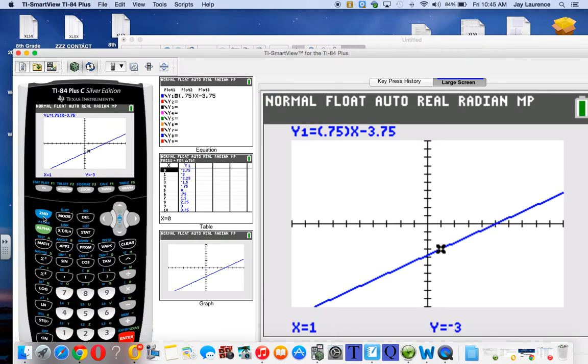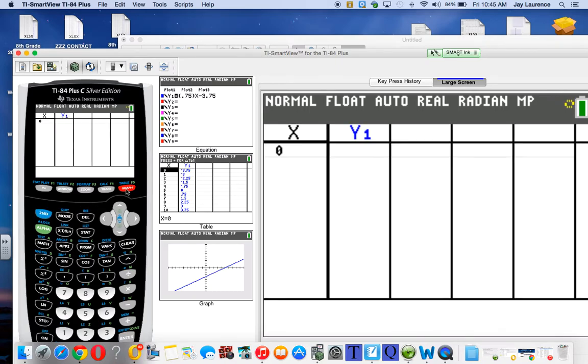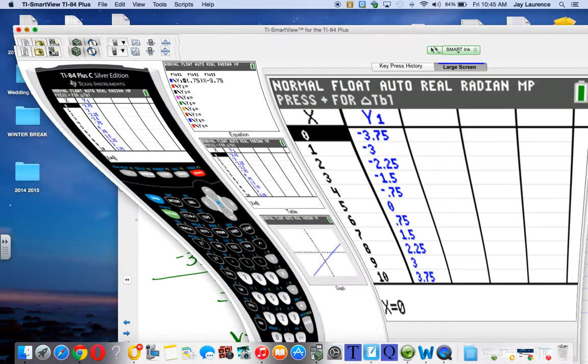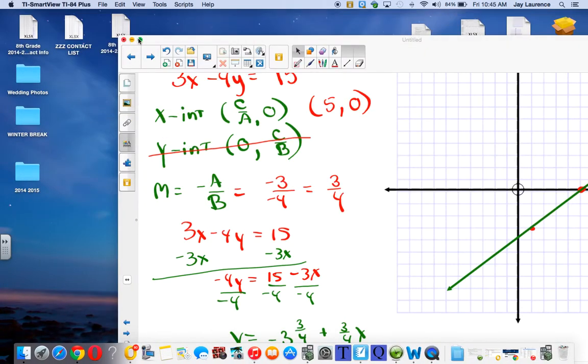Now, if you wanted to, you could have just checked the table. Right? Check the table. And there's 0, negative 3.75, or 3 3/4. 1 was at negative 3, 5 was at 0. If you check 2 of those points and they match, you know you did it right. All right. Thank you, graphing calculator.